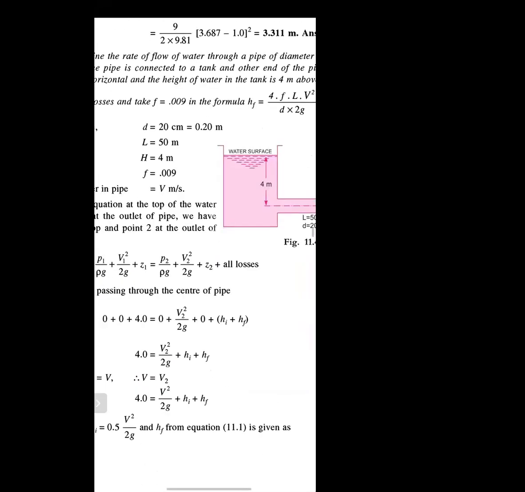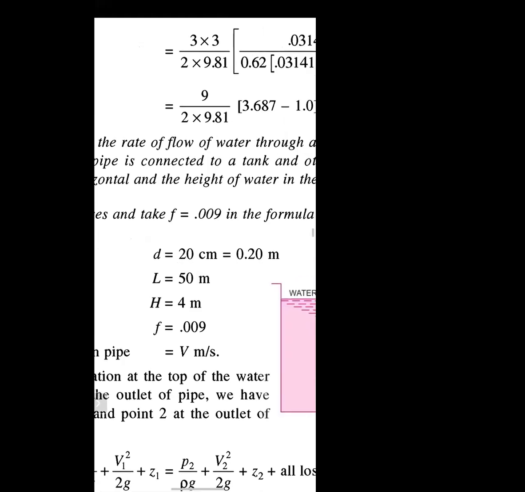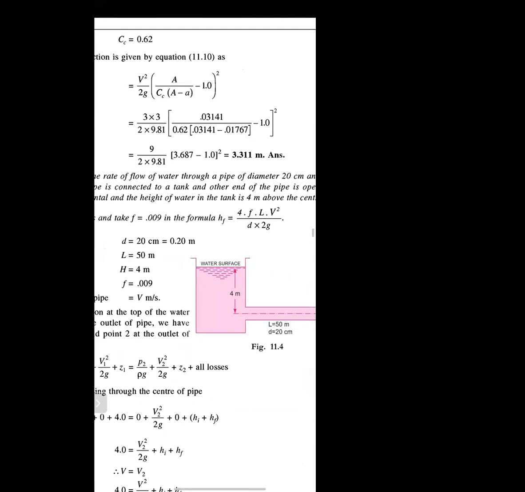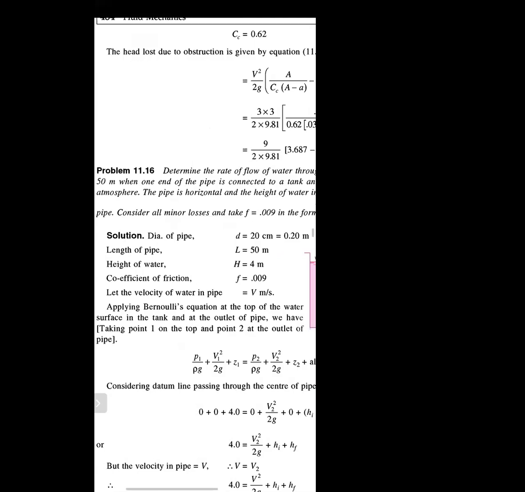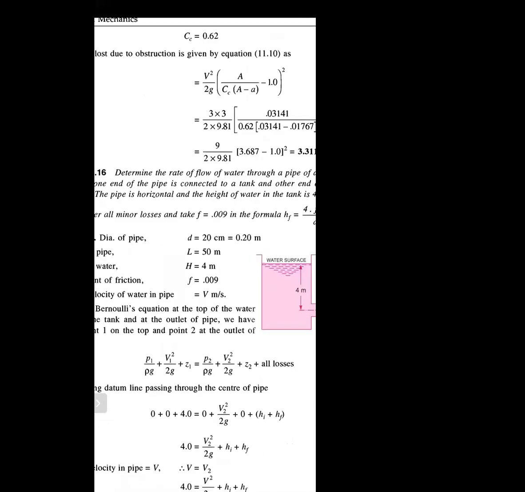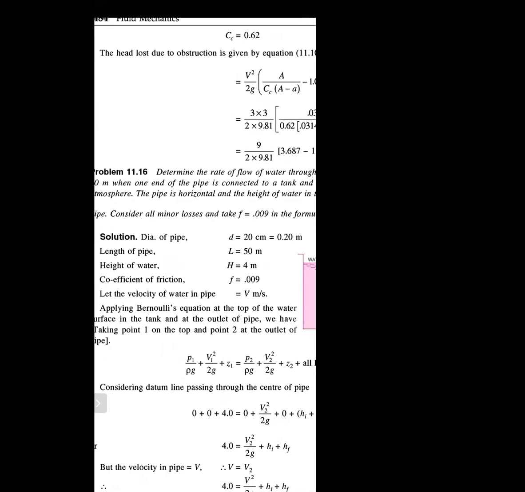Here we have to calculate, in the first line, it has been given that determine the rate of flow of water through a pipe, and the diameter of that pipe is given, which is 20 centimeter, and the length of pipe is given, which is 50 meter. And one case is written over here, that one end of the pipe is connected to a tank and the other end is open to the atmosphere. Then it has been given that the coefficient of friction f is equal to 0.009 and the value of H is given as 4 meter.